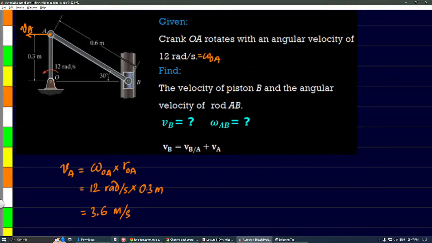Yes, sir. Correct. 3.6 meters per second. So that is the absolute velocity of A. Then the slider will be moving upwards. This is the velocity of B.